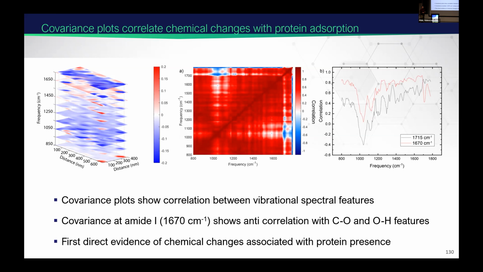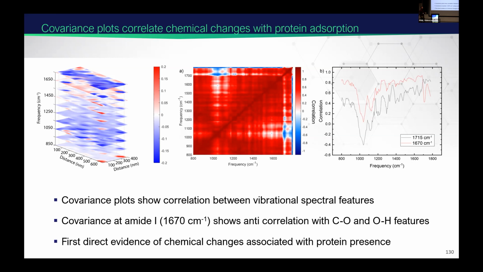So this is giving us correlation between the presence of one peak versus the presence or absence of another peak. And this is shown in the center graph. So cooler colors are anti-correlation, so one peak increases and the other one decreases, and the redder colors are the opposite.